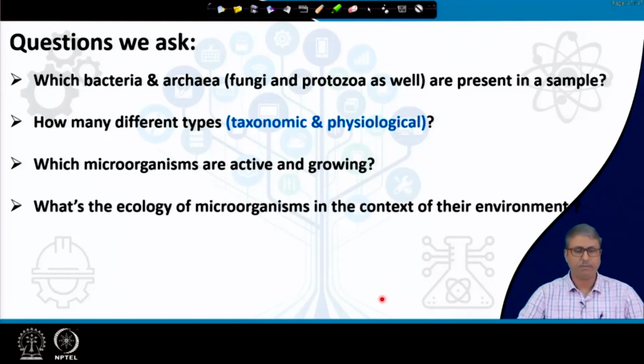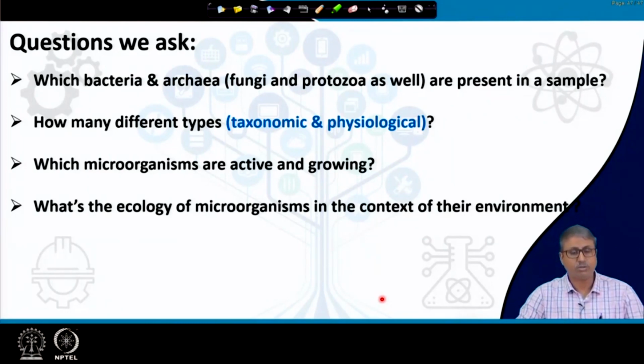The next question: what is the ecology of microorganisms in the context of their environment? It is a very difficult and complex question, because you might be able to identify 10 or 20 or 100 or maybe 500 different organisms. You may also be able to physiologically categorize them, for example that there are 10 different physiological groups of organisms.